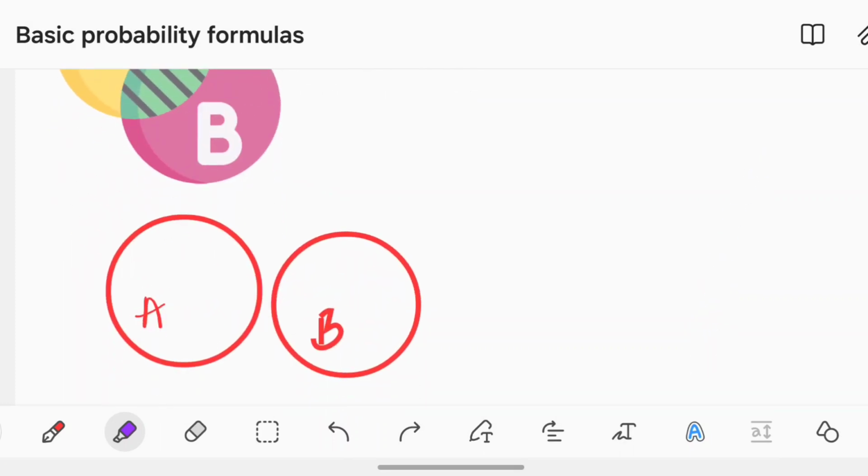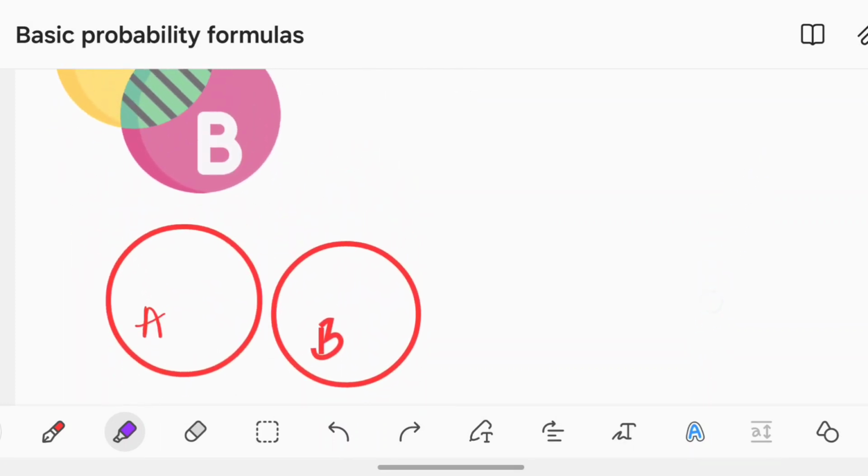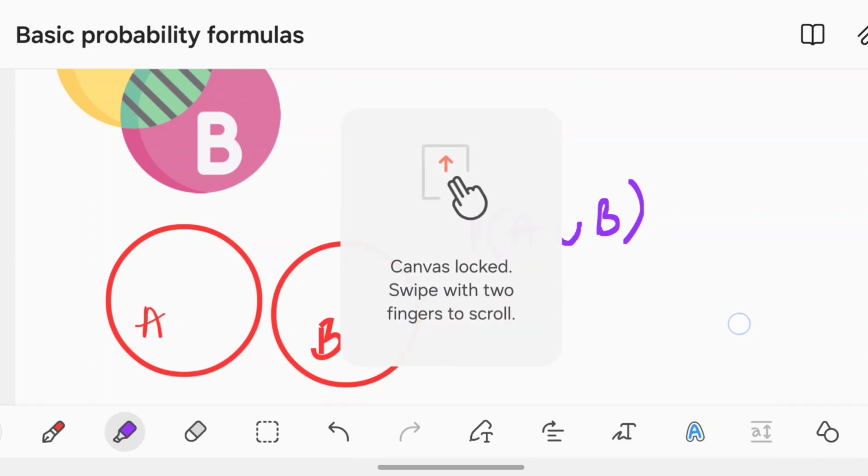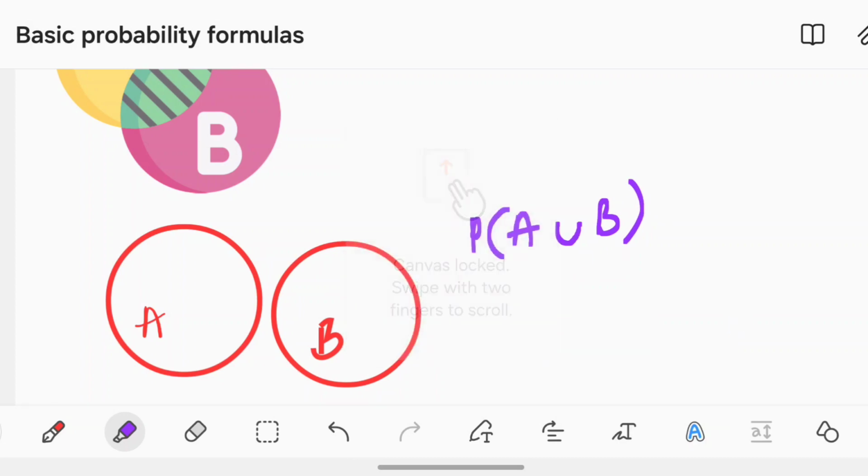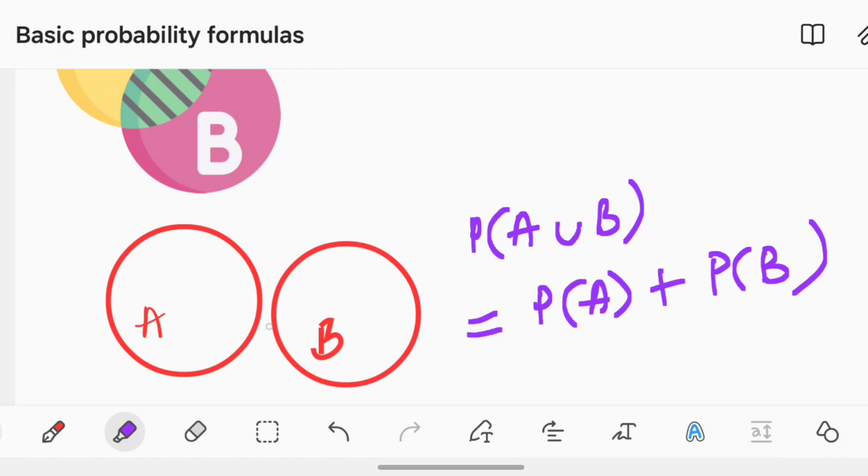Now for the case that two sets A and B do not intersect, then we're gonna have P(A union B) equal to P(A) plus P(B), because the intersection here is empty. It is empty, so we don't need to recount.